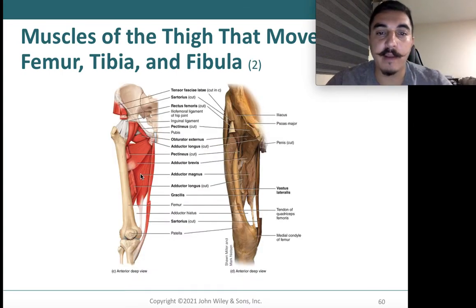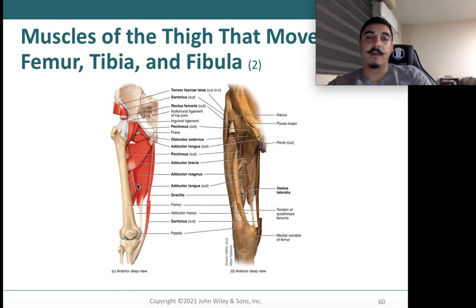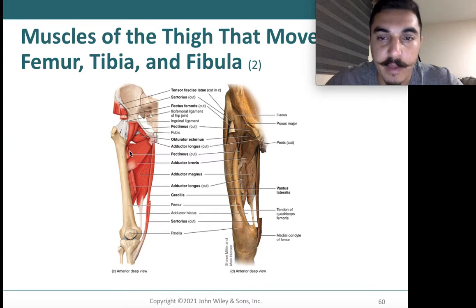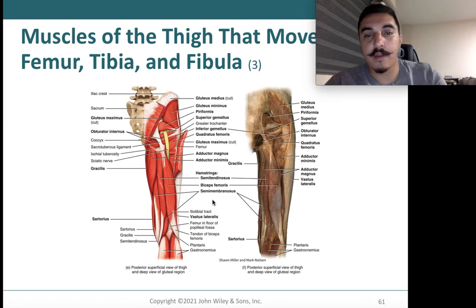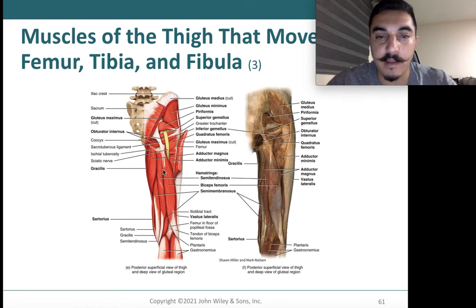Again, here's our adductor magnus, adductor longus. So it's going to adduct: the bigger one, the longer one. What else do we have? The pectineus, vastus lateralis on the side as well. The sartorius coming across. The gracilis here, kind of like on the inside. Here's sartorius again. Semimembranosus. Here's our hamstring. We got the semitendinosus and semimembranosus.